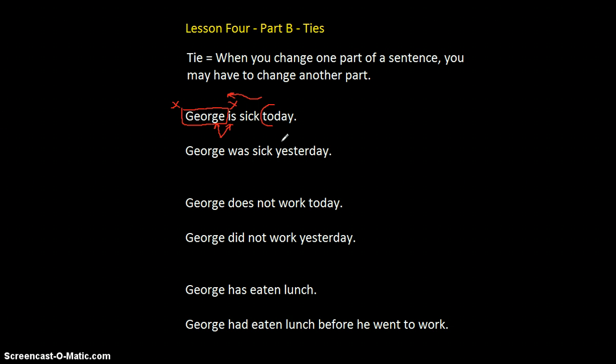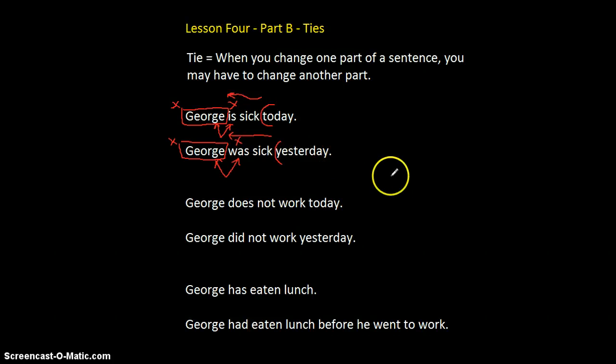Now, let's take a look at our next sentence. George was sick yesterday. The shifter is yesterday. Was is the X word. The second X word place is in front of George. George is the subject. The predicate is was sick. And now we can also show that the X word was ties with the subject George.